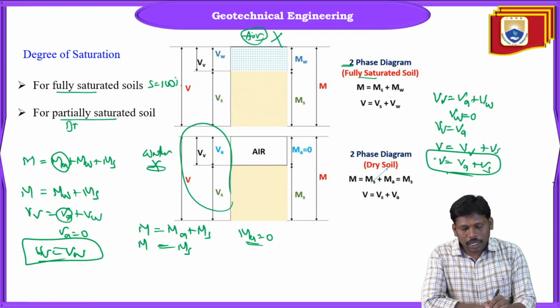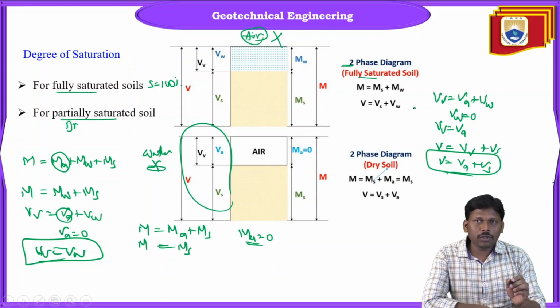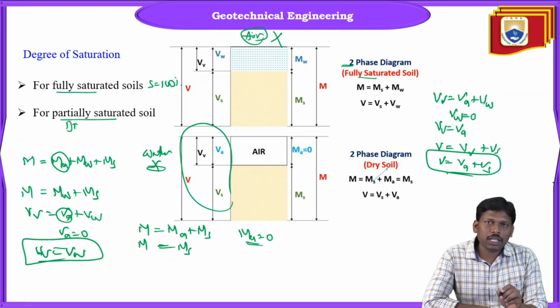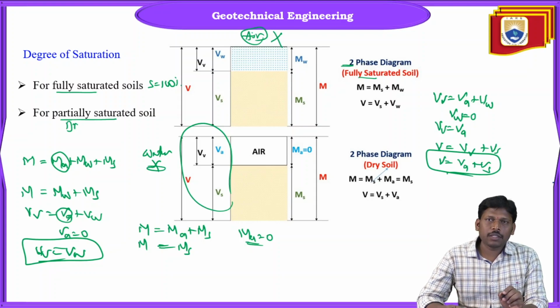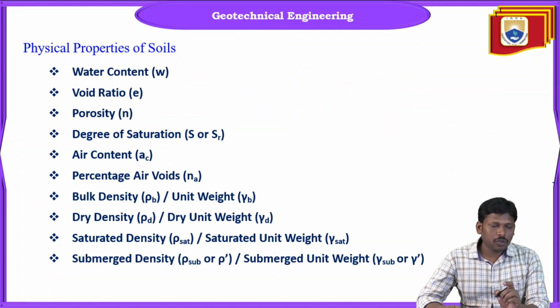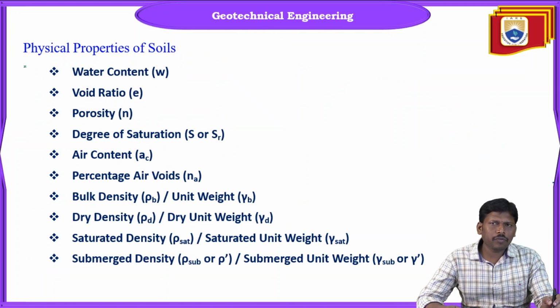So in two cases, the three phases become two phases. The first case is when it is fully saturated, and the other one is when it is dry. In these two cases, the three-phase diagram becomes two-phase only. Okay, there are a few other definitions you will get from this three-phase diagram. The first ones are water content and the void ratio, as we already discussed.